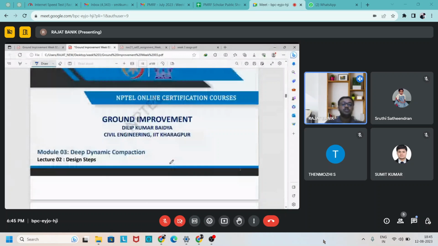So in cohesionless soil, we have to find out the relative densification. This is nothing but the maximum void ratio minus the in situ void ratio, divided by the maximum void ratio minus the minimum void ratio. This formula is used. Also, we have to find out the groundwater level. Groundwater level in the sense means whether the water level is close to the ground or not.